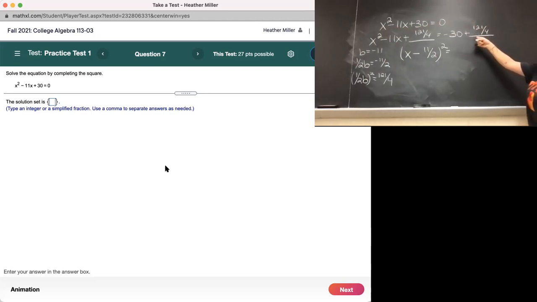So over here we have a whole number and a fraction. So we have to get a common denominator. The common denominator will be 4. So that's 4 over 4.